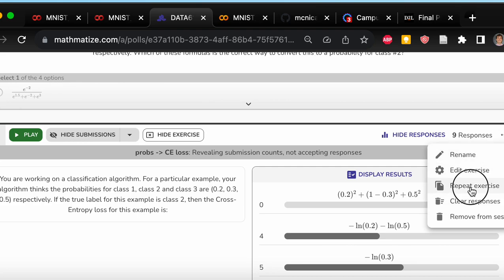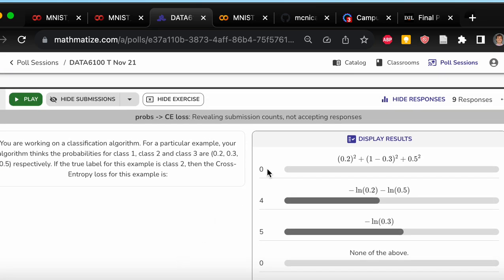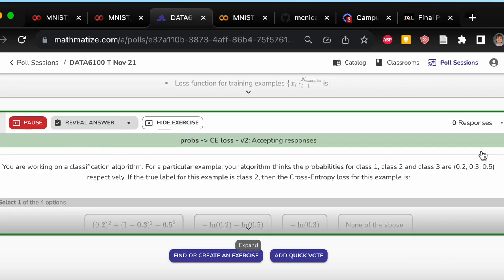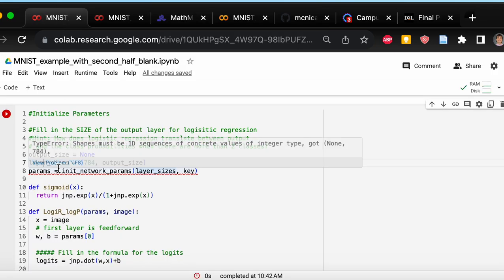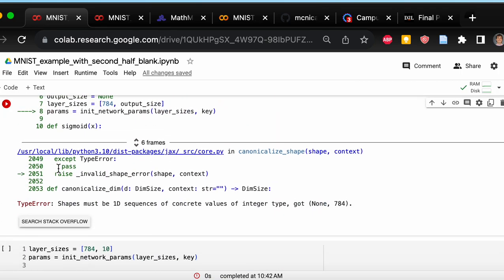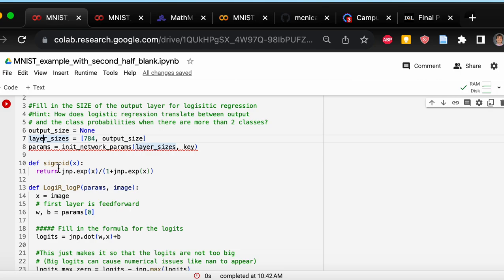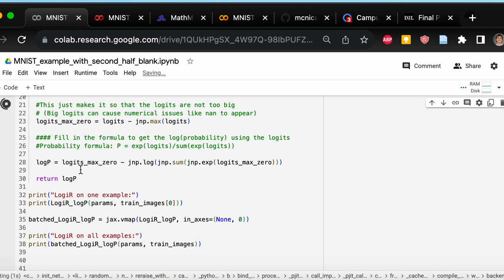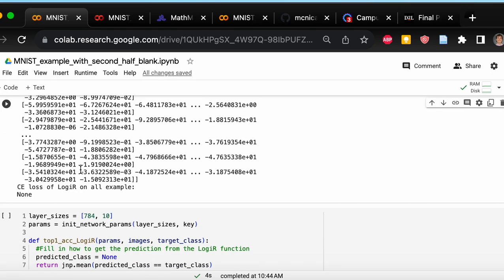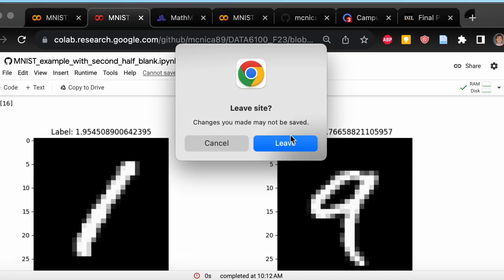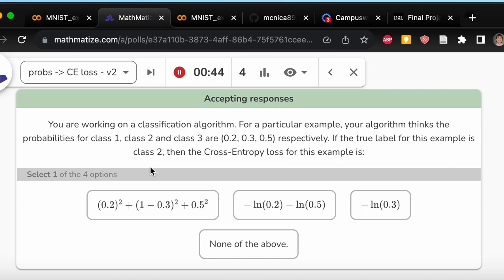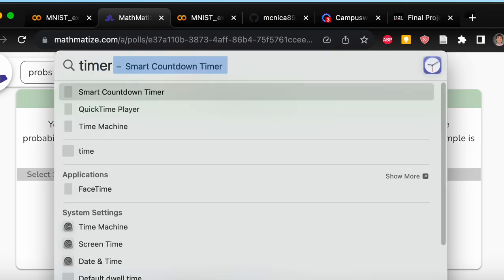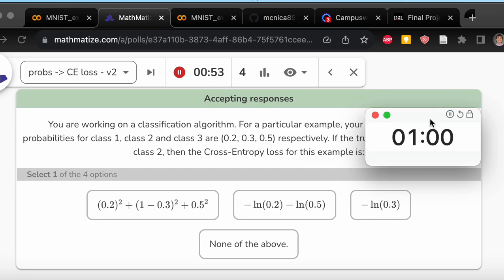Okay, so let's revote, repeat exercise, and do it again. Okay, so here you go. Open one more time. Which of those two is it? Okay, 1 minute. Put in your final guess.